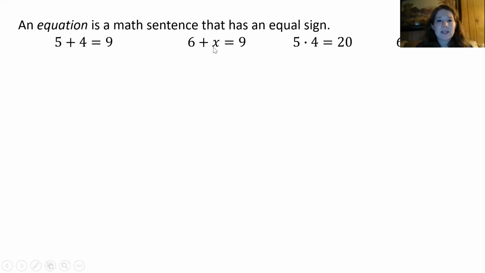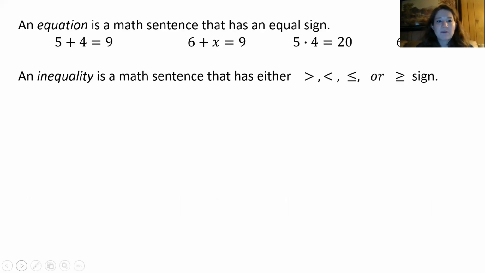6 plus an unknown number equals 9, also an equation because of that equal sign. 5 times 4 equals 20, an equation. And 6x, that means 6 times an unknown number, equals 42. Those are all equations. So if we have inequalities, that means you have a math sentence that has either a greater than, less than, or equal to, or greater than or equal to sign.